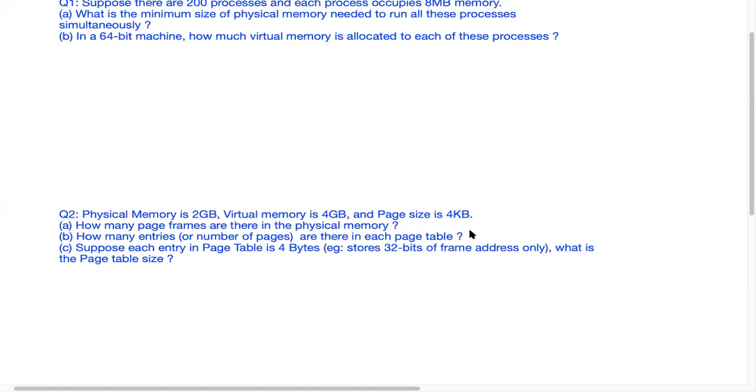Okay. How many pages are there in each page table? So how many pages or how many entries in the page table? These are synonymous, the number of pages or entries in the page table. Because what gets mapped via page table? Virtual memory. So now the numerator is 4 GB. So it would be 4 GB divided by 4 KB. 4 cancels, G by K, right? Which is 2^20. Basically it's 1 M. 2^20 is 1 M.